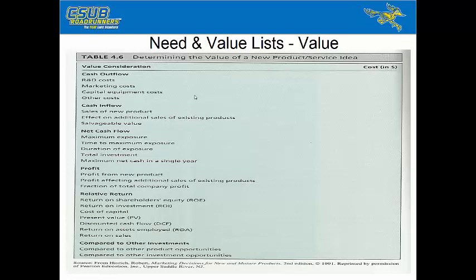And then, just like needs, answer questions about the value of the idea. So, cash outflows. How much are the research and development costs? How much are you going to have to spend on practicing writing code, on different versions of the code, on testing the software, on troubleshooting the software? How much are you going to really need to spend on developing the software product in terms of research and development? How much are you going to have to spend on marketing?